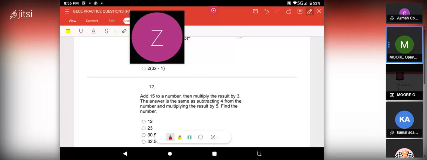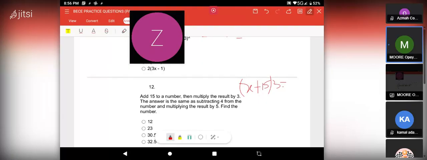Add 15 to a number, then multiply the result by 3. Add 15 to a number. This is the number. We have added 15. Then multiply the result. As it is here, you put it in bracket before you multiply by 3. The answer is the same as subtracting 4 from the number and multiplying the result by 5.